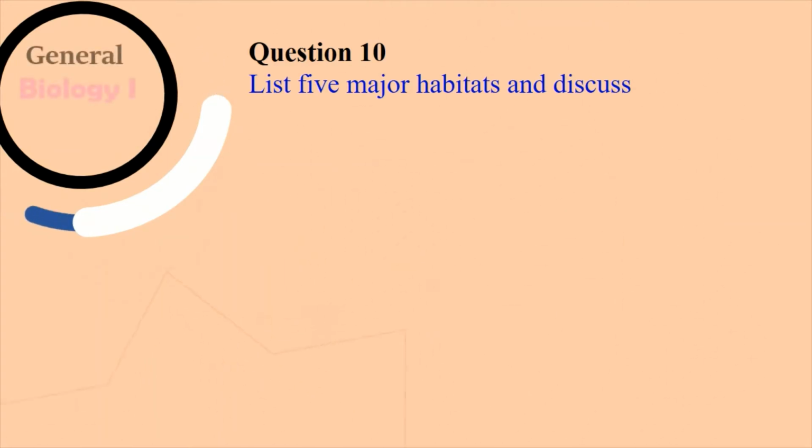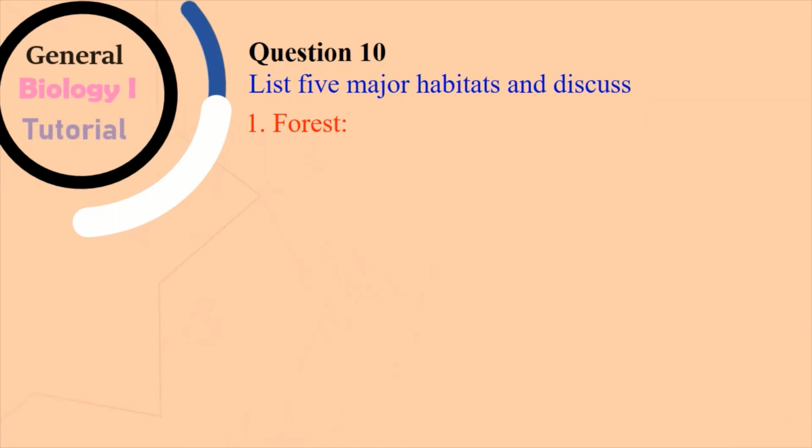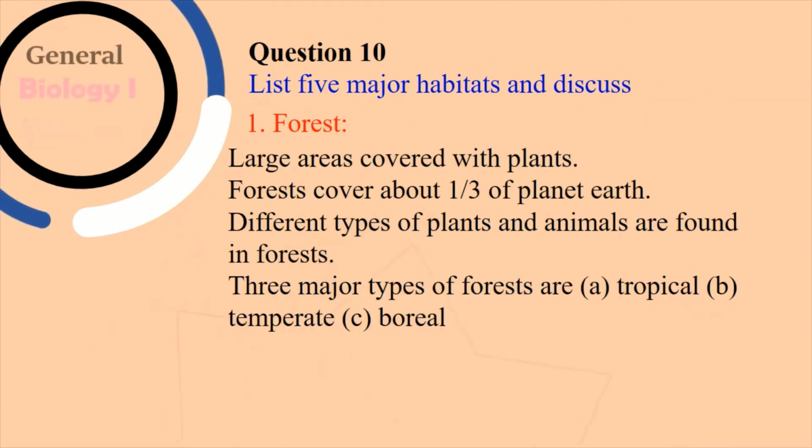Question 10. List 5 major habitats and discuss. 1. Forest, large areas covered with plants. Forests cover about 1/3 of planet Earth. Different types of plants and animals are found in forests. 3 major types of forests are: A. tropical, B. temperate, C. boreal.